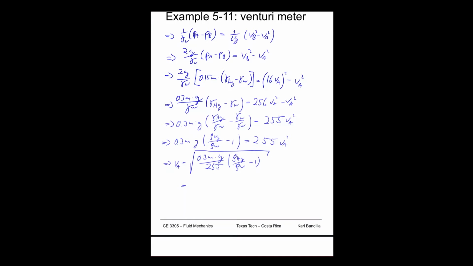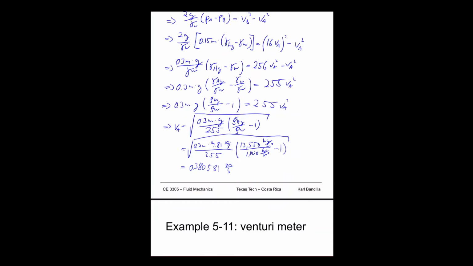And then if we plug in values, 0.3 meters, 9.81 meters per second squared over 255, 13,550 kilograms per cubic meter divided by 1,000 kilograms per cubic meter. Oops, I'm missing the minus 1. Minus 1. See what we get unit-wise, right? So the kilogram per cubic meter cancels out, which is good because the 1 doesn't have a unit, and then we're left with square meters over square seconds, so that gives us a velocity. So we get 0.380581 meters per second.